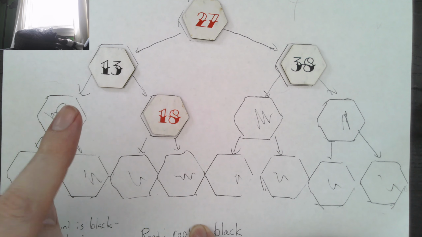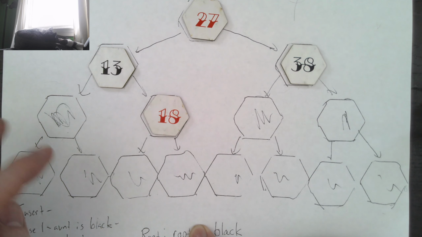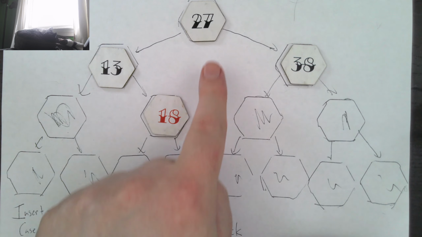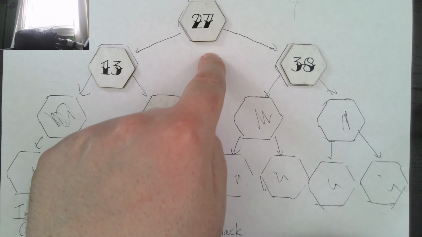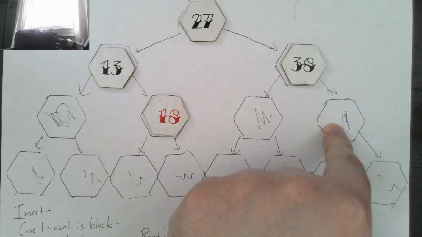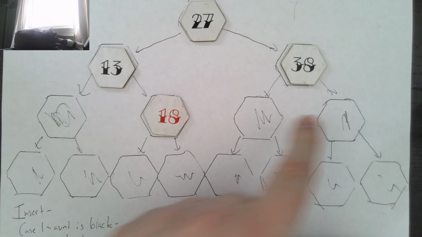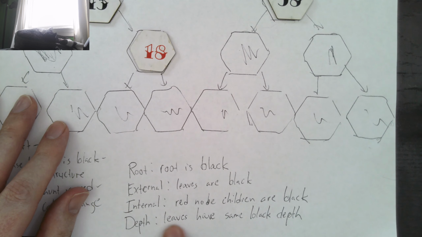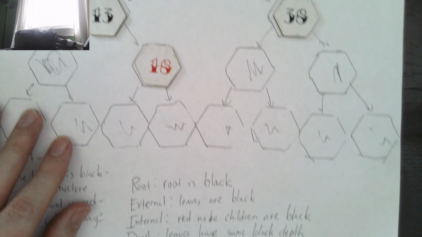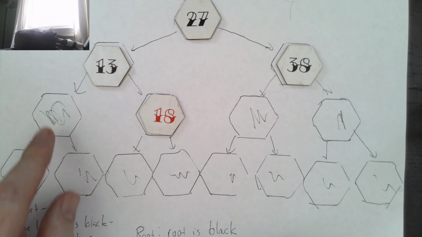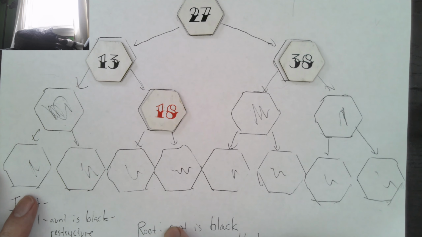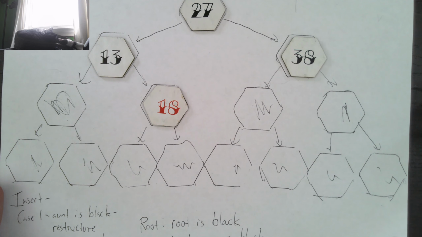So what can I do now? If I change this to black, I'm adding 1 black depth to all of the black leaves. So if I add 1 to everybody, we're not going to break this depth criterion, which is that leaves have the same black depth. We're adding 1 black depth to all of the leaves. Therefore, we've not broken anything. So there we go. Looking good. Still have a red-black tree.